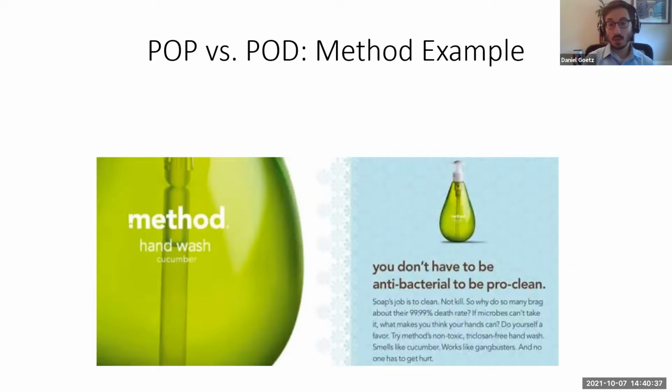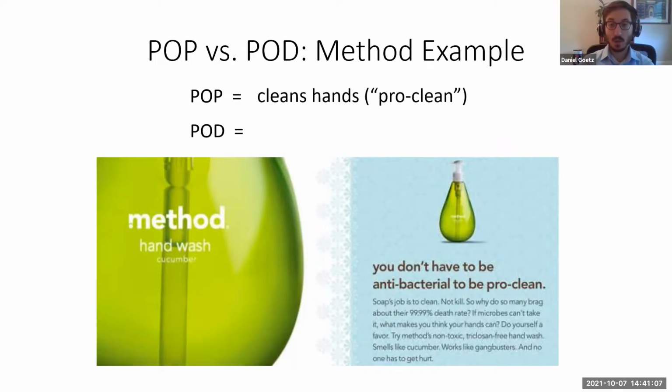All right, here's a hand soap, method hand wash. And it says, you don't have to be antibacterial to be pro-clean. So we're in the space of hand soaps. So what should soaps do? And what does this soap say that it's going to do? Yeah, it's going to be clean, pro-clean. So it cleans your hands, right? So pro-clean. And what's the point of difference?